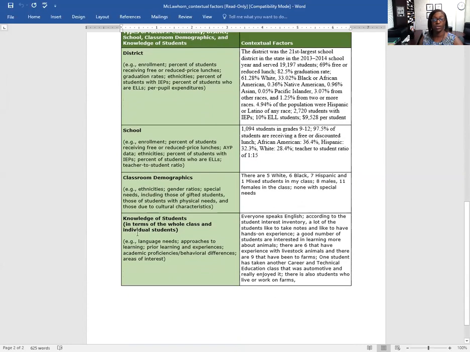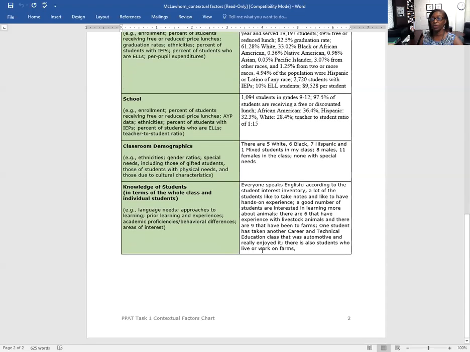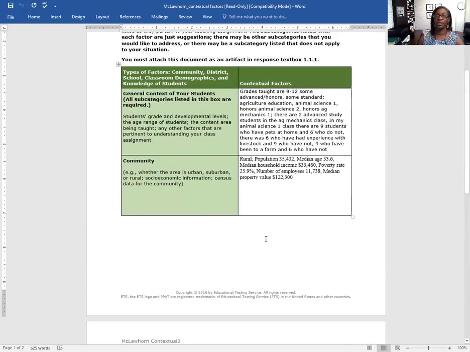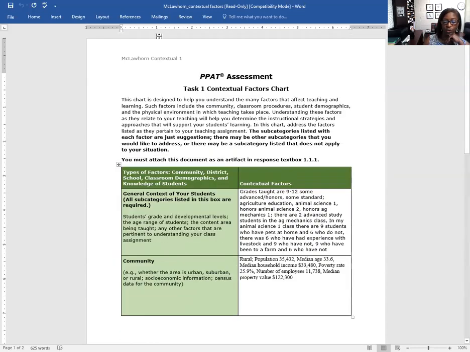And then knowledge of the students in terms of the whole class and individual students, and then he addressed these issues. Everyone speaks English. According to the interest inventory, a lot of students like to take notes and like to have hands-on experience. A good number of students are interested in learning more about animals. So, you know, there you have it. So that is the contextual factors chart.